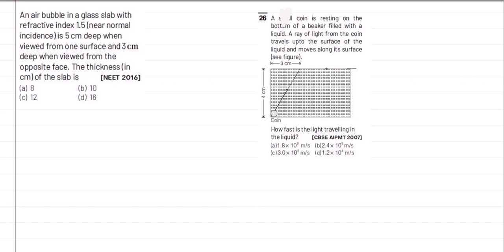Here in this video, we are solving a NEET 2016 problem from the chapter Optics. The problem says an air bubble in a glass slab with a refractive index of 1.5 near normal incidence is 5 cm deep when viewed from one surface and 3 cm deep when viewed from the other surface. What is the thickness of that slab?